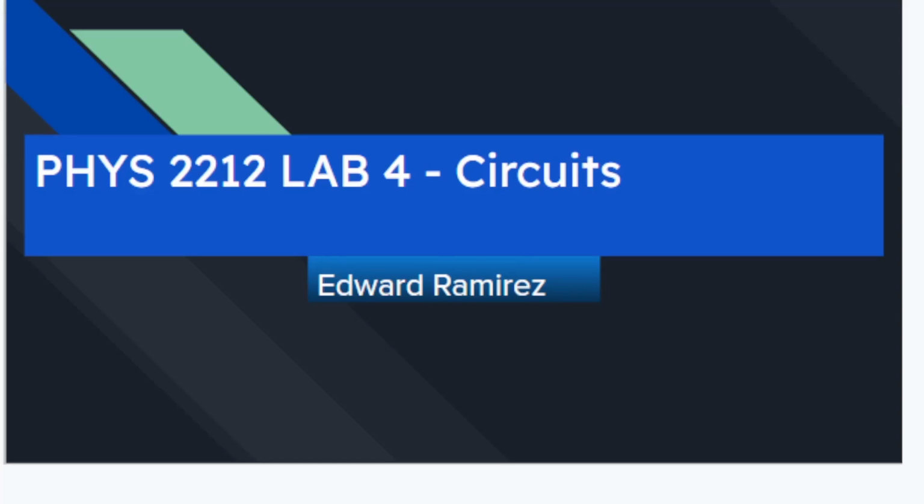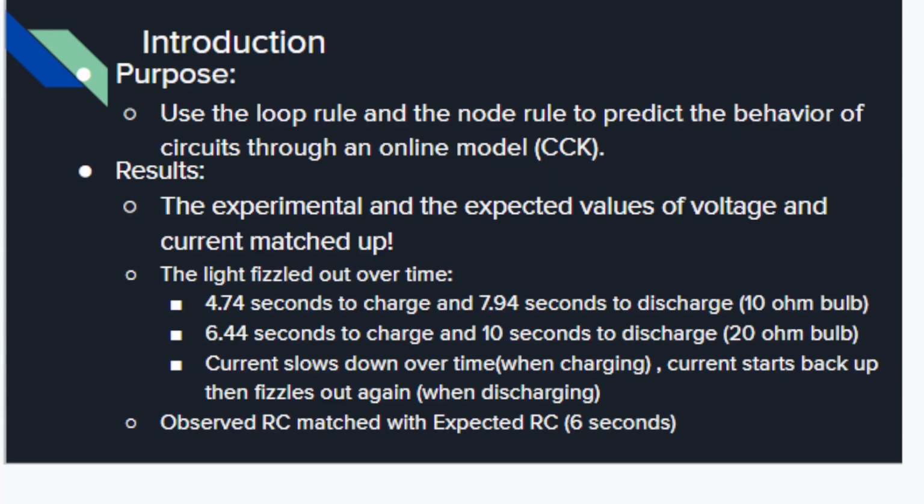Lab 4, Circuits. The purpose of this lab is to use the loop rule and the node rule to predict the behavior of circuits through an online model. As for the results, the experimental and the expected values of voltage and current matched up.